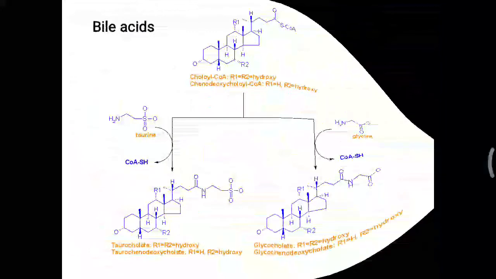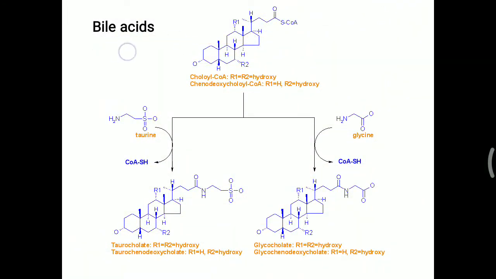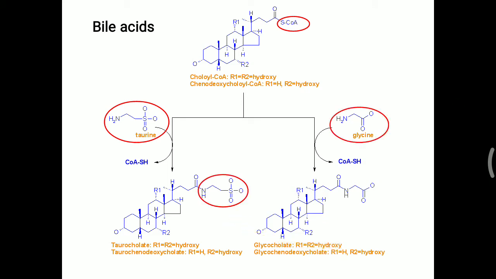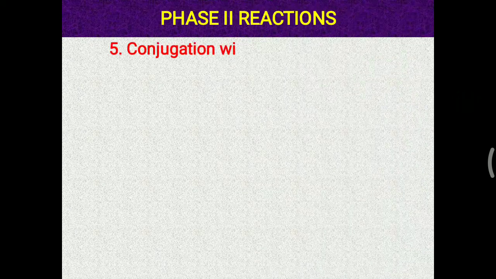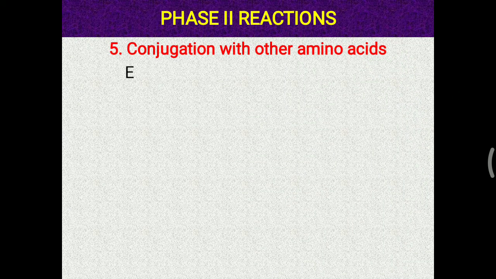In the same way, the bile acid called cholyl CoA or chenodeoxycholyl CoA will have either taurine or glycine attach over it. If taurine is attached to cholyl CoA, it is called taurocholate or taurochenodeoxycholate, and if glycine is attached, it is called glycocholate or glycochenodeoxycholate. So that is how glycine and taurine help convert bile acid into bile salt and ultimately excrete it from the body. Apart from that, phase 2 reactions include conjugation with other amino acids.